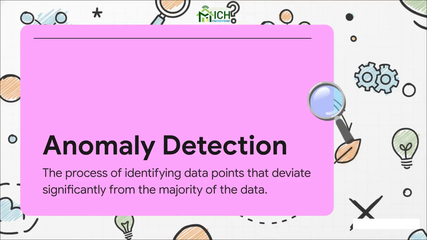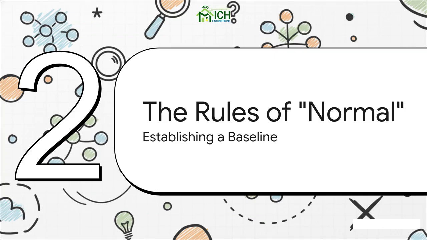So, this is our mission, anomaly detection. That's the official name for this whole hunt. It's all about building systems that can automatically flag these outliers, these things that are just so different from the norm that they practically scream for our attention. But here's the thing. Before we can even begin to find what's weird, we have to agree on what's not weird. So our first job, as data detectives, is to lay down the law. We have to establish a baseline and define the rules of what normal behavior actually looks like.